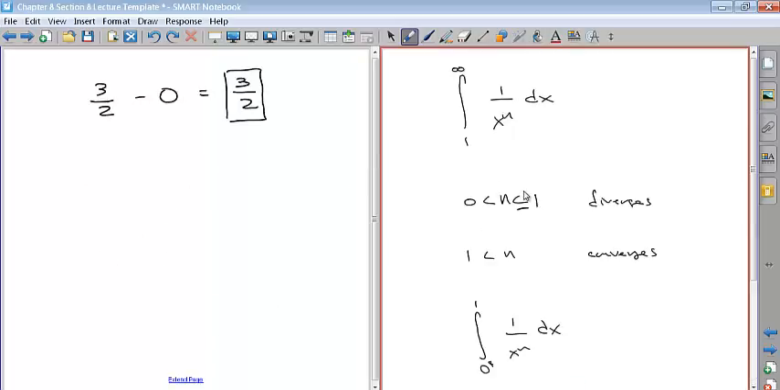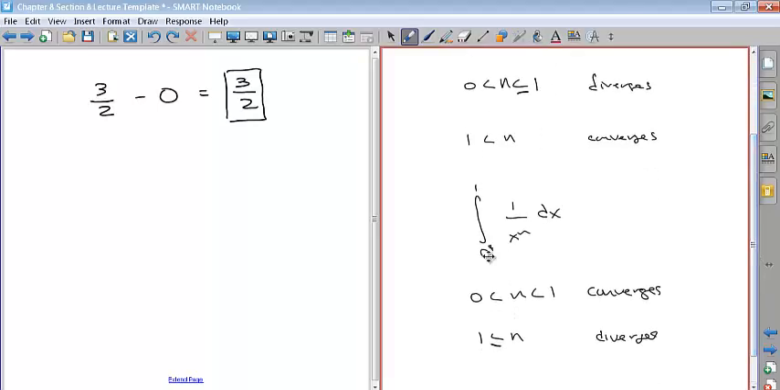And here's the rule. For the integral of 1 over x to the n dx, if n is from 0 to 1, it diverges. If n is greater than 1, it converges. And the opposite is true this way: if you integrate to an asymptote from 0 to 1, it converges, and it diverges if n is greater than 1. So that's the rule.